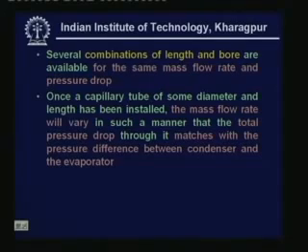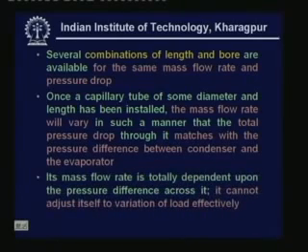Once a capillary tube of some diameter and length has been installed, the mass flow rate will vary in such a manner that the total pressure drop through it matches the pressure difference between the condenser and the evaporator. It is a fixed area type, so you cannot change the cross-sectional area. So once you select the capillary tube, the mass flow rate will always match so that the pressure difference across it is the same as the pressure difference between the condenser and the evaporator. Its mass flow rate is totally dependent upon the pressure difference across it. It cannot adjust itself to variation of load effectively.